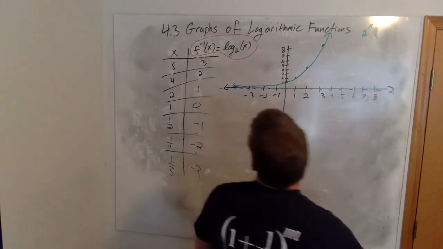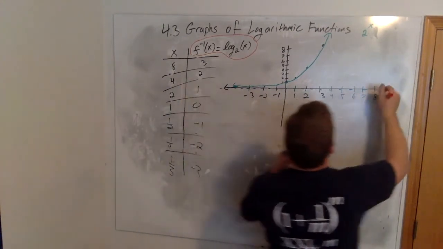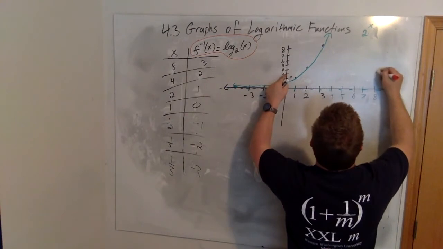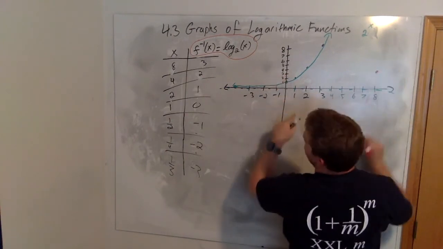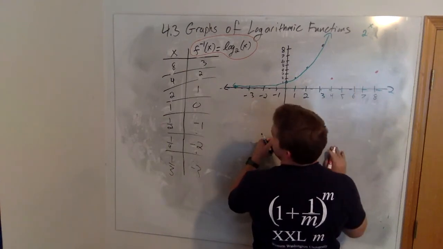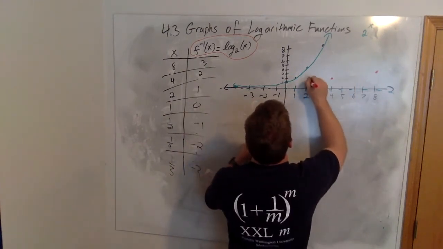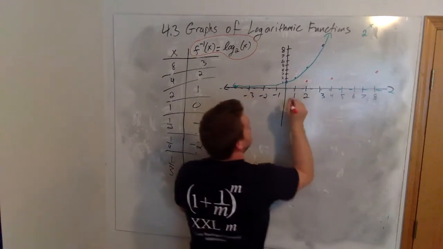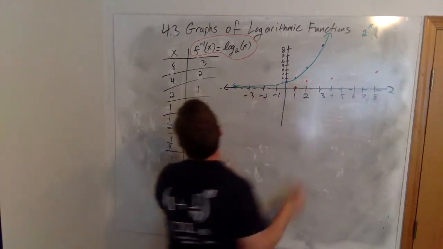Okay, what's true about the logarithm? Well, if you plug in 8, you get an output of 3. If we plug in 4, we get an output of 2. If we plug in 2, we get an output of 1. If we plug in 1, we get an output of 0.